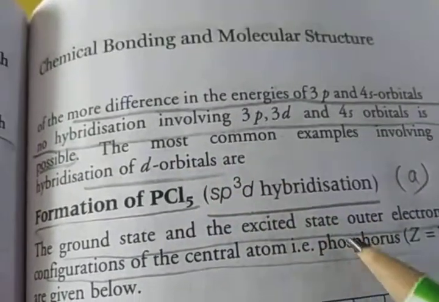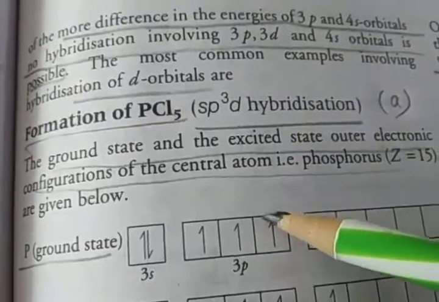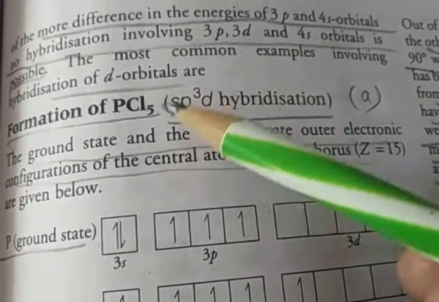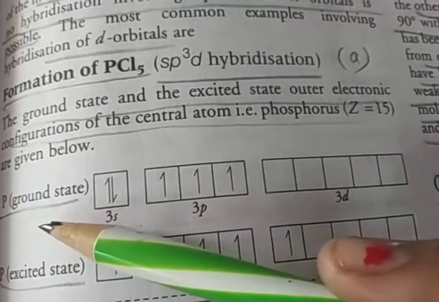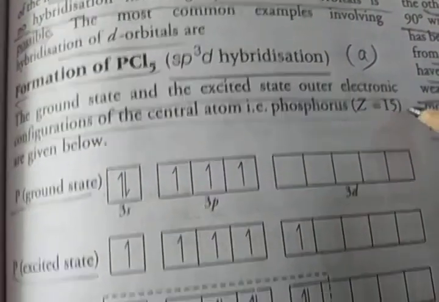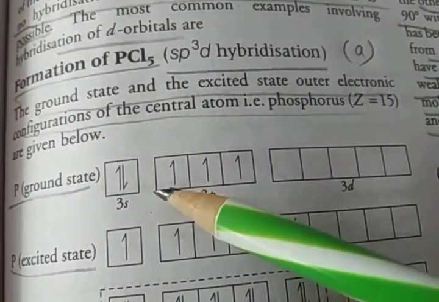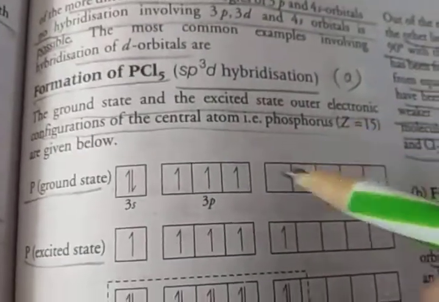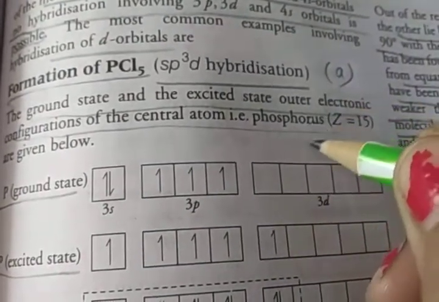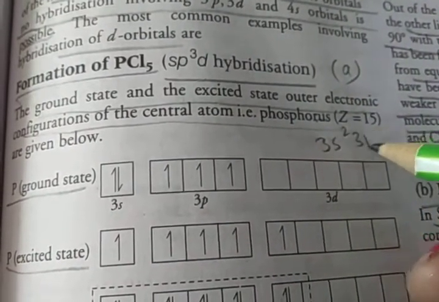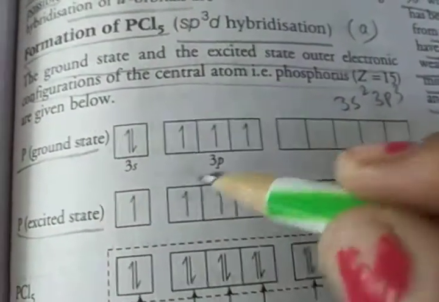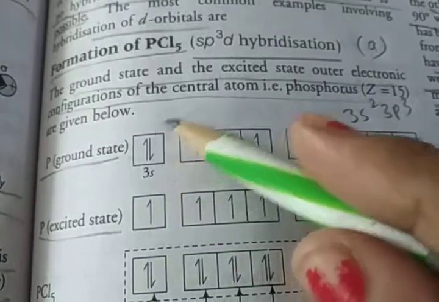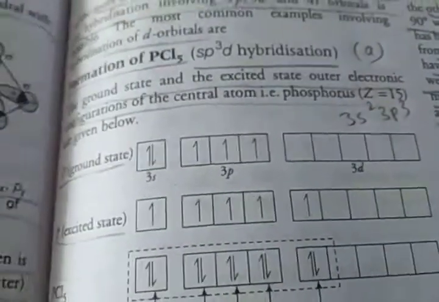The most common example is the formation of PCl5, which has sp3d hybridization. Phosphorus has atomic number 15, so its outer shell electronic configuration in the ground state is 3s2 3p3, with 2 electrons in 3s and 3 electrons in 3p. Whenever it is excited, an electron jumps and it goes to the excited state.